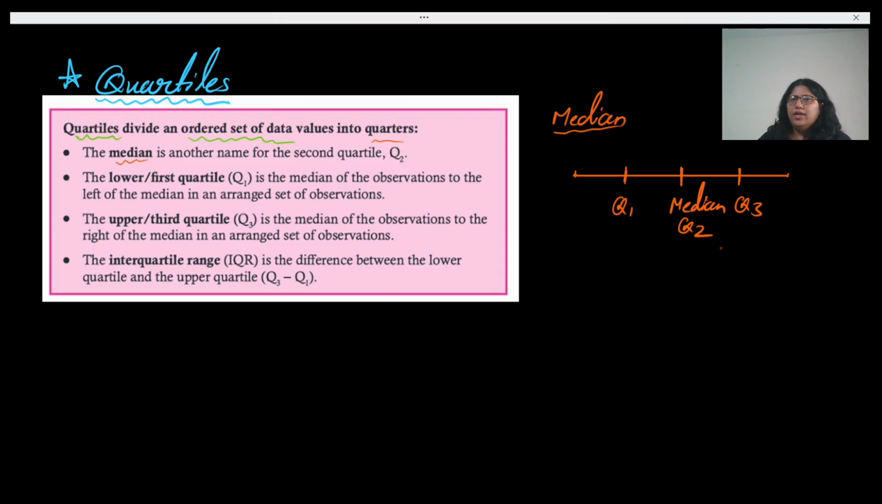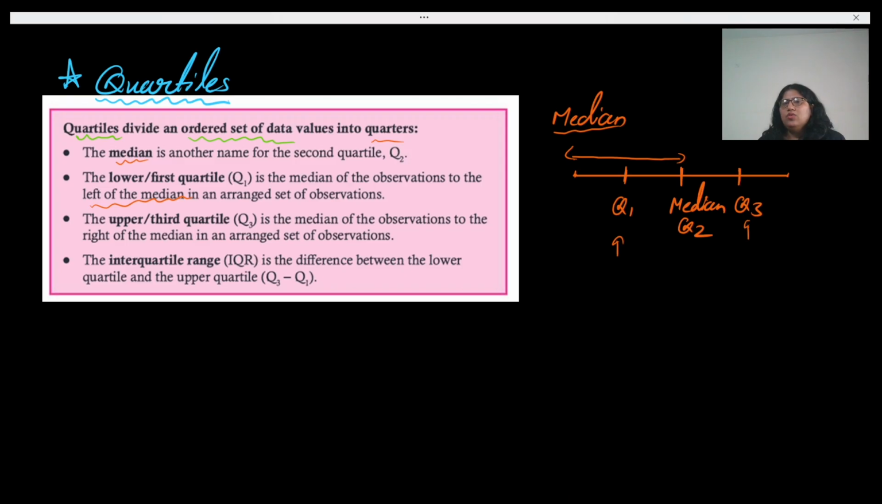Then the lower quartile. Q1 is known as the first quartile or the lower quartile. It is the median of the observations. We'll take one example. Here there will be a number of observations, and the middle value is going to be the median. So you can take the median of the first minimum value to Q2. It is going to be Q1, the median of the observations to the left side of the median of an arranged set of observations.